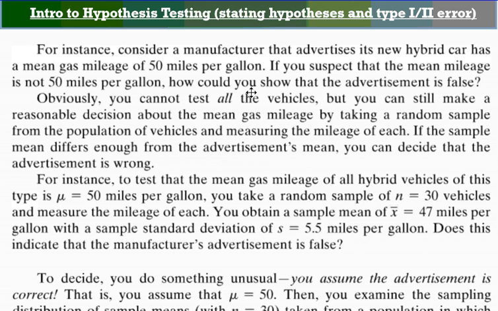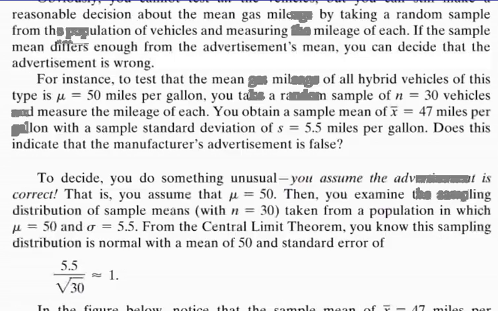So for instance, to test the mean mileage of all hybrid vehicles of this type, assuming that the average is 50 as they're advertising, we take a random sample of 30 vehicles and measure the mileage of each. We obtain a sample average of 47 miles per gallon, and our samples deviate with a sample standard deviation of 5.5 miles per gallon. Does this indicate that the manufacturer's advertisement is false? Well, to decide, you need to do something unusual. We have to assume the advertisement is correct.